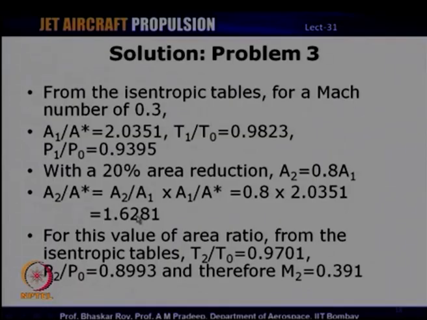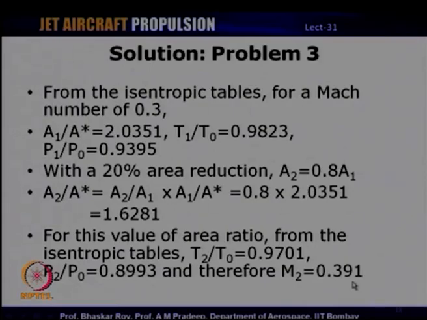So, if we now have to calculate the exit conditions, we go back to the isentropic tables and look for this area ratio. For this area ratio of 1.6281, the corresponding temperature and pressure ratios are T2 by T naught as 0.9701, P2 by P naught as 0.8993 and the corresponding Mach number as 0.391. So, we have already determined the exit Mach number, that is 0.391.